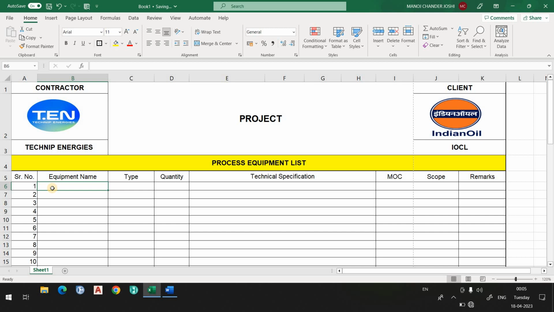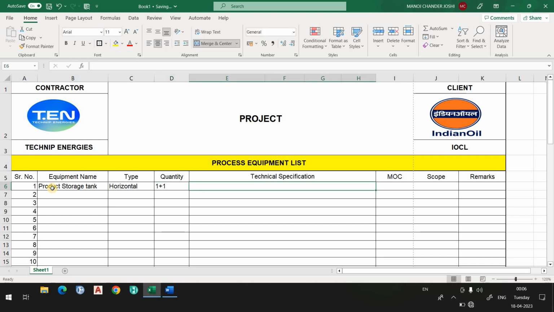Now let's see how we prepare it. Let's suppose I am going to use one tank here, my product storage tank, which we will use in our plant. The type, let's suppose, is a horizontal tank, so I am writing horizontal here. How many of this tank? This is 1 plus 1, which means there are 2 tanks.